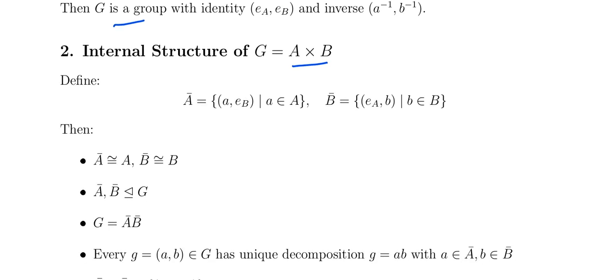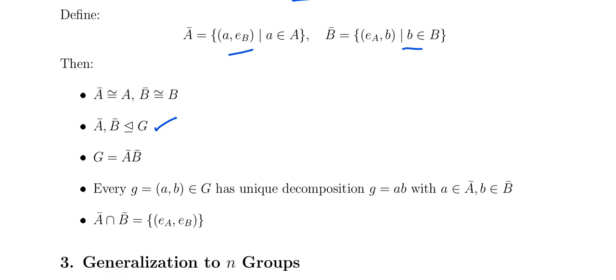The closure of A is defined as (a, eB), a belongs to A. The closure of B is defined as (eA, b), where b belongs to B. Then the closure of A is isomorphic to A, and the closure of B is isomorphic to B. And both the closure of A and the closure of B are normal subgroups of G, and G is equivalent to the closure of A and closure of B.